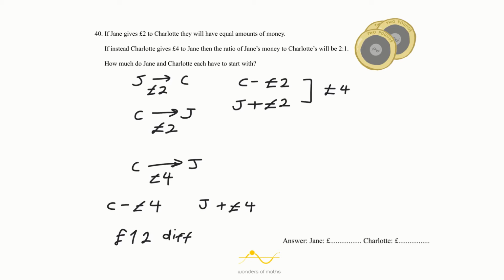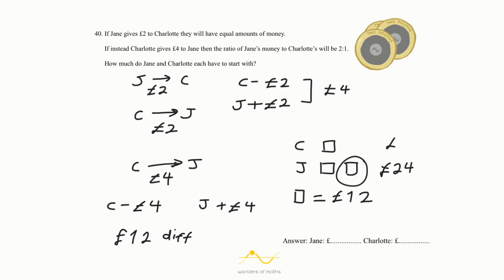Now we know in the question that the ratio will be 2 to 1, so we can use the block method we're already very familiar with in class. So we have 2 blocks for Jane and 1 block for Charlotte. They have a difference of 1 block, which we know is equal to their difference of £12. Therefore we know that block is equal to £12. So Jane's would be £24 and Charlotte's would be £12.